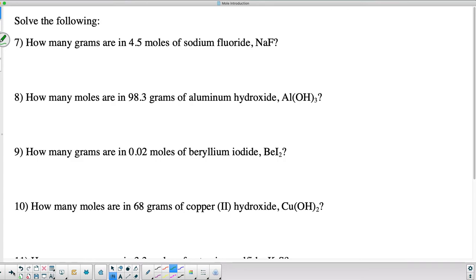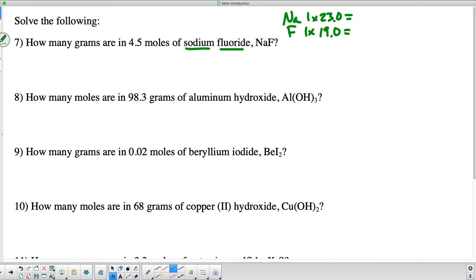Now we're no longer doing just a single element. Now we have a compound. What is sodium fluoride? It's NaF. So that means that if I want 1 mole of sodium fluoride, I do this business here: sodium is 23.0, and fluorine is 19.0. This is the atomic mass of sodium and fluorine.